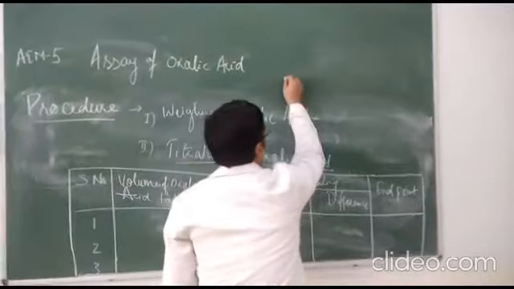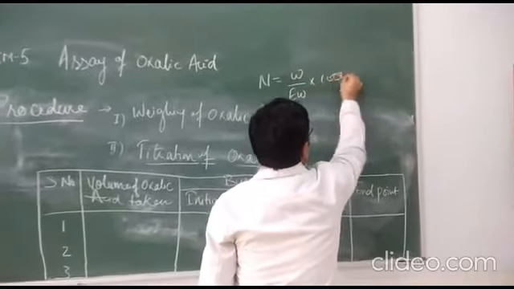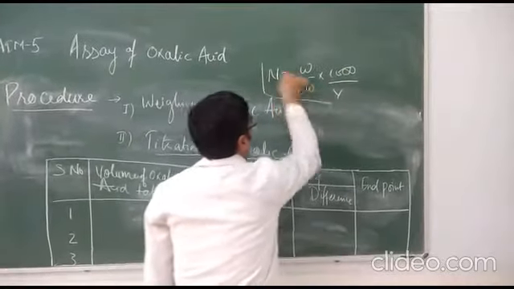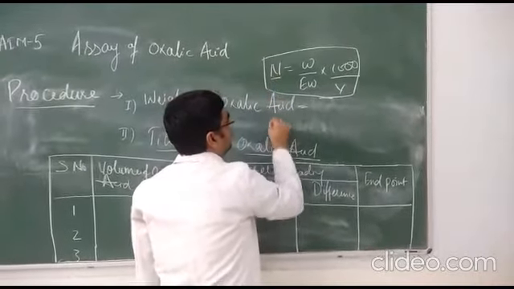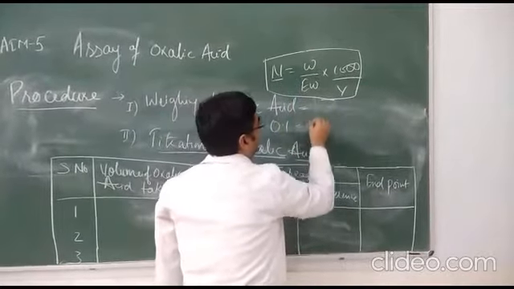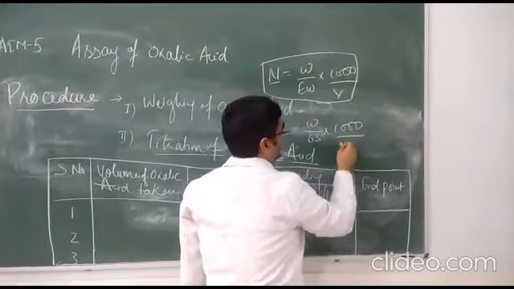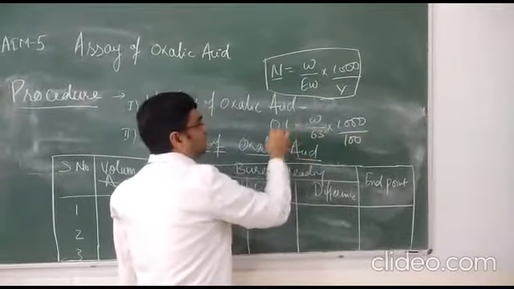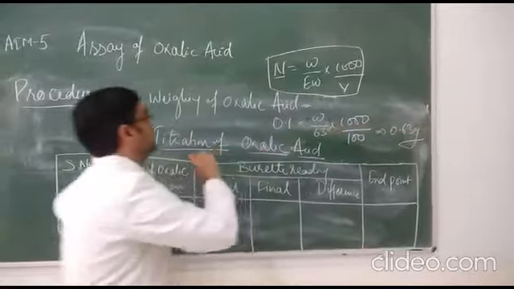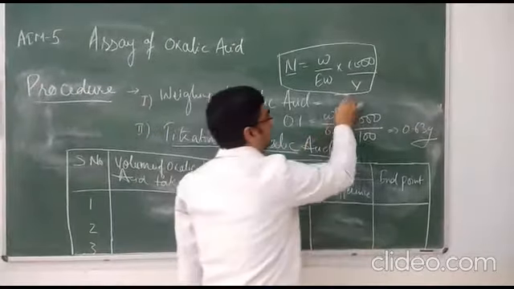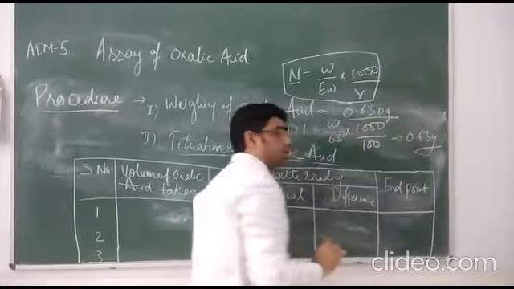When you calculate the oxalic acid for a 0.1 normal solution, you will find it comes to around 0.63. How does it come? The normality of the oxalic acid solution which we want to prepare is 0.1, so you put 0.1 here. The weight is what you have to calculate. The equivalent weight of oxalic acid is 63, multiplied by 1000. The volume that you are going to prepare is 100 ml. From this, when you calculate the weight, it comes to around 0.63 grams. So first of all you will weigh the oxalic acid, that is 0.630 grams.